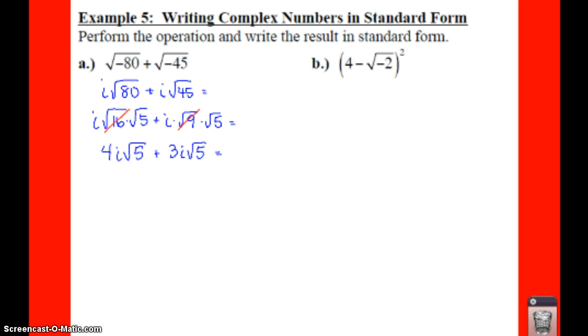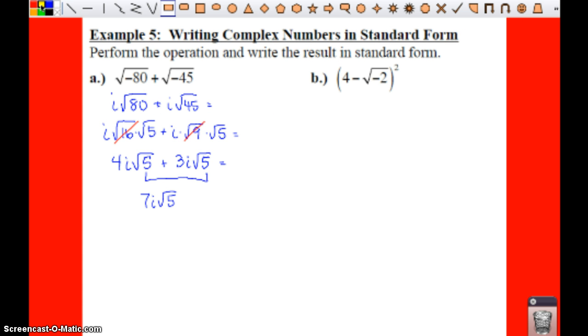Now, if you notice, these two numbers underneath the radical are the same number. So since those are the same, you can combine these, you can say 7i radical 5. And that's going to be your solution for part A.